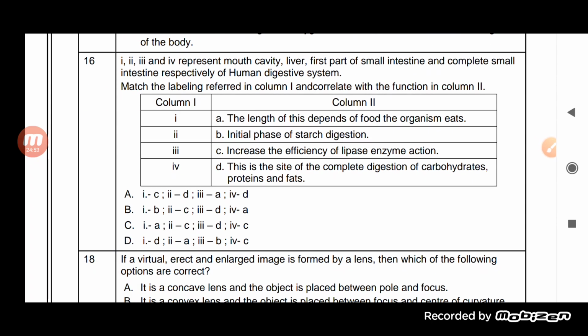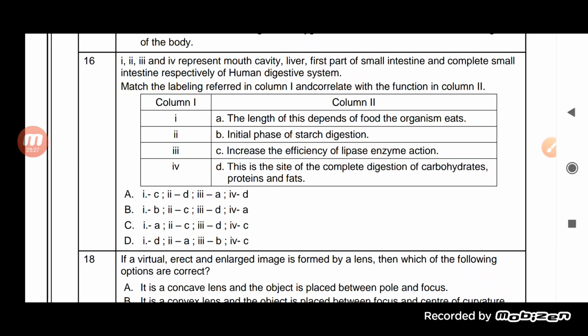1, 2, 3 and 4 represent mouth cavity, liver, first part of small intestine and complete small intestine respectively of the human digestive system. Match the labeling referred to in column 1 and correlate with the function in column 2. First, the length of this depends on the food the organism eats. Second, initial phase of starch digestion. Third, increases the efficiency of lipase enzyme action. Fourth, this is the site of the complete digestion of carbohydrate, protein and fat.